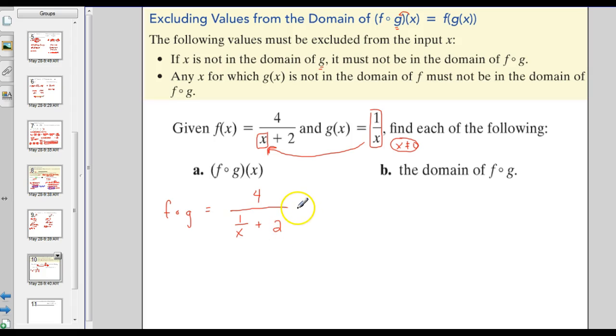Okay, now we want to simplify that. So the easiest way to simplify is to multiply top and bottom by the LCD of the fractions in the top and bottom. So the only fraction is 1 over x, so the LCD is just x. So I end up with a 4x in the top, and I have to distribute here. Just think about there being parentheses here, and you're distributing this x through. So it's going to cancel out with this x here and leave you with just a 1. Here, you're going to end up with a 2x.